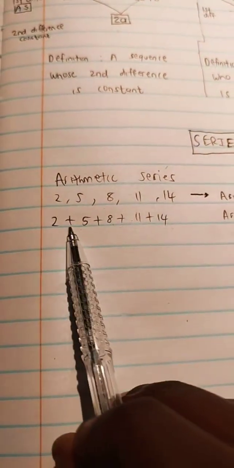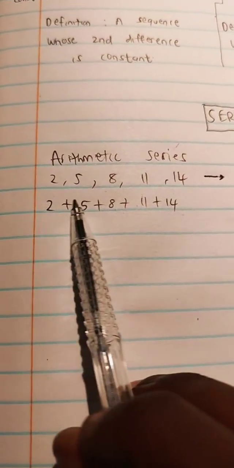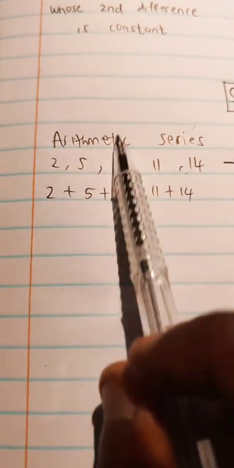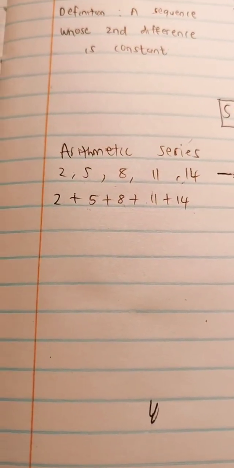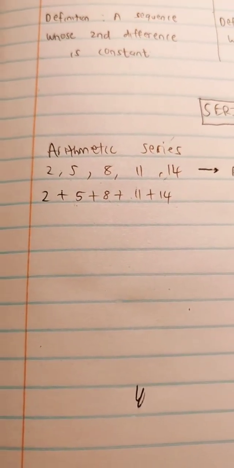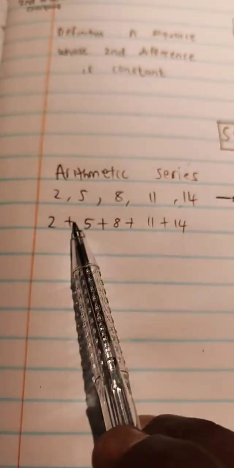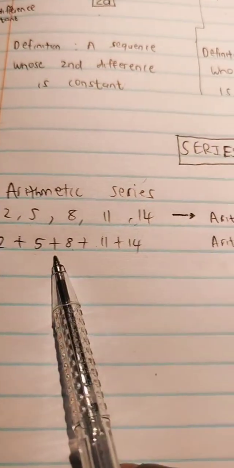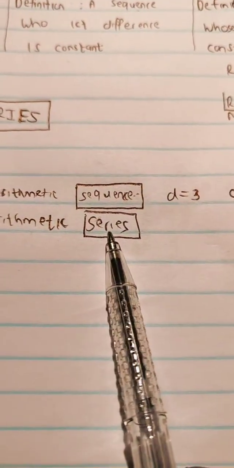But please, guys, don't just understand that it is a series simply because there is an addition of the specific terms that are arithmetic. All right, that's what an arithmetic series is: adding the terms of an arithmetic sequence. The minute you add the terms of an arithmetic sequence, you are no longer talking about an arithmetic sequence, but you are talking about an arithmetic series.